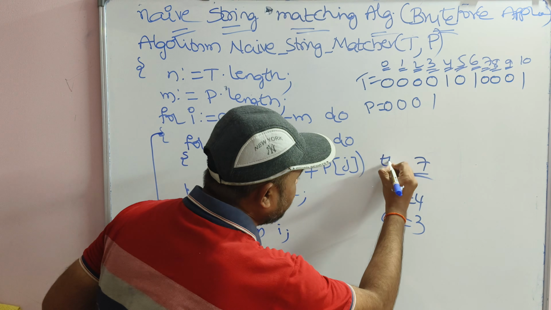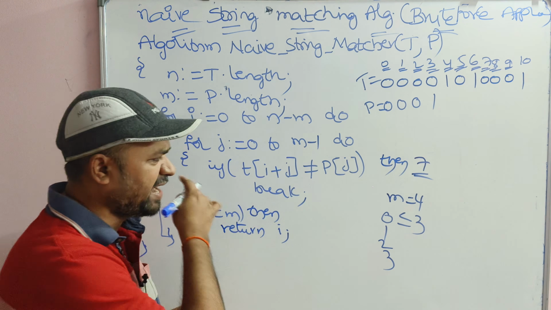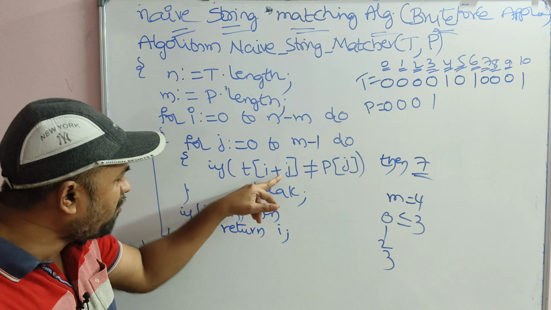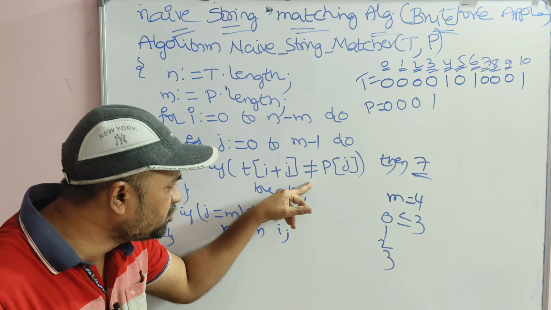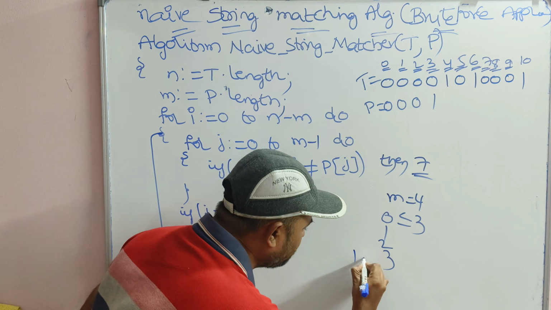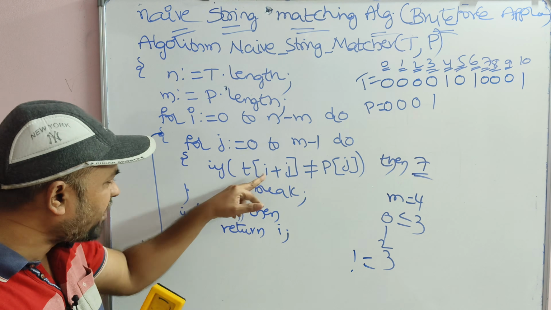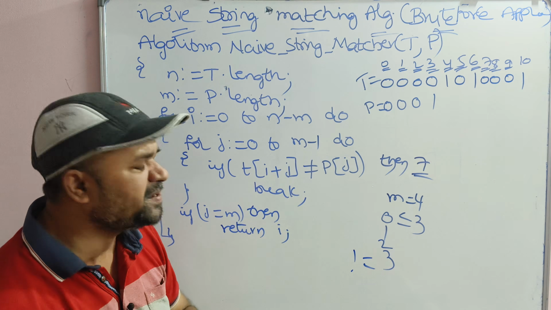If, then, this is algorithm. So after the condition we have to use then. If t of i plus j, this is algorithm. In algorithm, for not equal to, we have to use this symbol, so don't use not equal to like this. Okay. If t of i plus j is not equal to p of j.